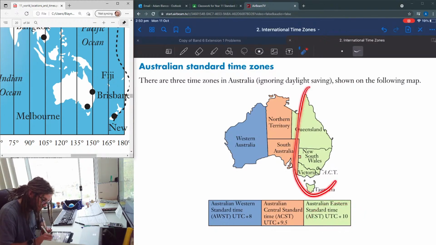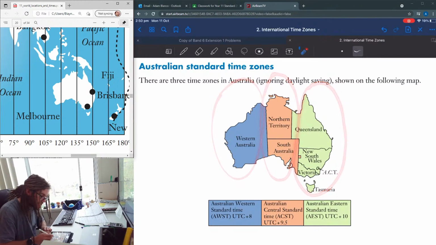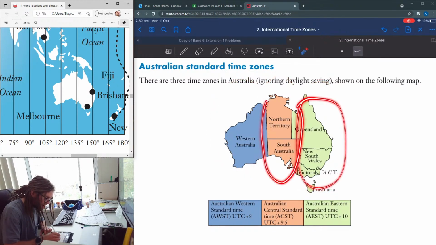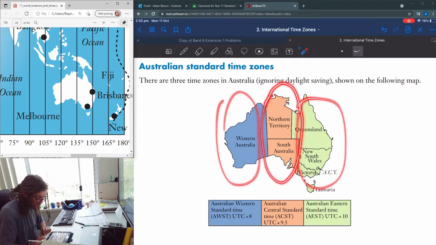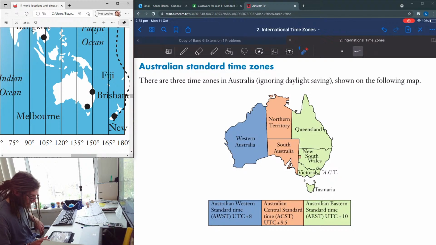So instead of all of this being +10, all of this being +9, this being +8, it's actually +10, +9.5, and +8. So there's an hour and a half difference between here and here, and a half hour distance between here and here instead of just whole hours. That in itself is a little bit confusing. We'll talk about daylight savings in a sec, but let's just start with that.